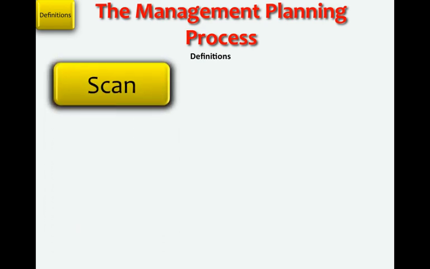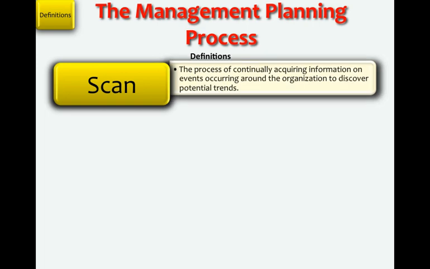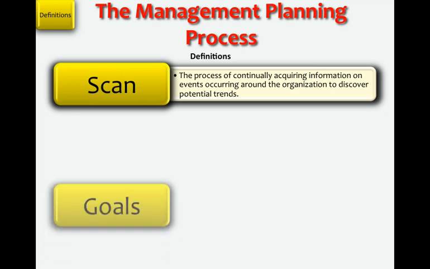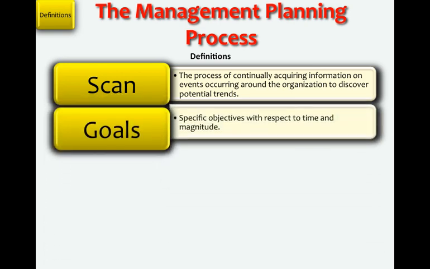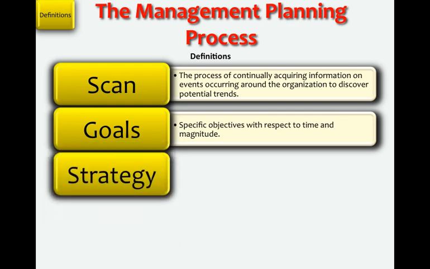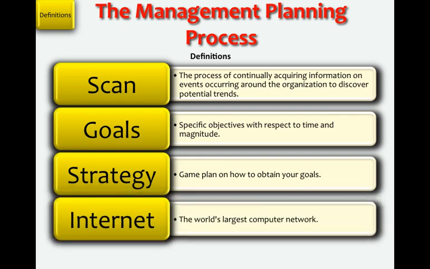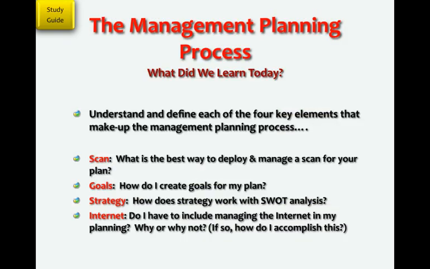Here are some definitions that you can take into consideration. When we look at a scan, it is how we process to get information around the organization to help us with potential trends. When we look at goals, we're looking at objectives with respect to time and magnitude. When we look at strategy, this is our game plan on how to reach our goals. And when we look at the internet, it is a tool that we use to help us not only network, but to build our business. So what did we learn? We learned about those four elements, but the question becomes, do we understand from a management standpoint in the planning process how these four elements can help us be more effective if we can capitalize on how to manage them more effectively? That makes sense to you.